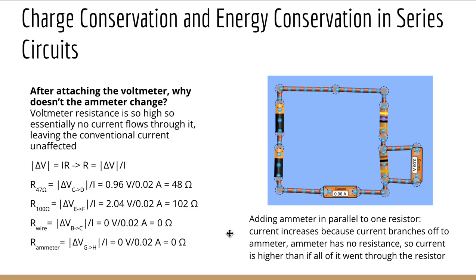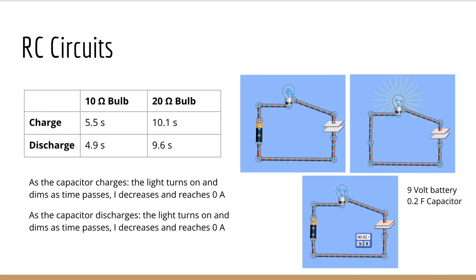And then adding an ammeter in parallel to one resistor, the current increases because it's going to branch off to the ammeter, and the ammeter has no resistance. And so the current will be higher than if all of it went through the resistor. So for the RC circuits, the charge time is going to be 5.5 seconds for 10 ohms, and I got 10.1 for the 20 ohm bulb. And then for discharge, I got 4.9 for the 10 ohm, and then 9.6 for the 20 ohm. So it was approximately twice as much for double the ohms.